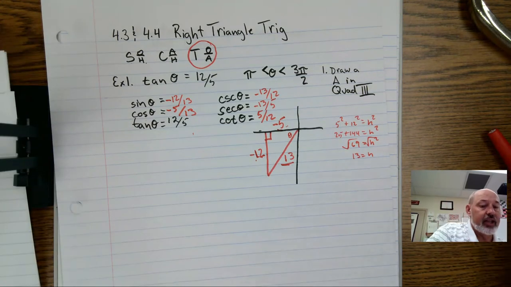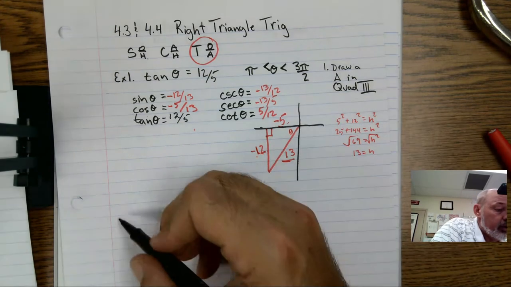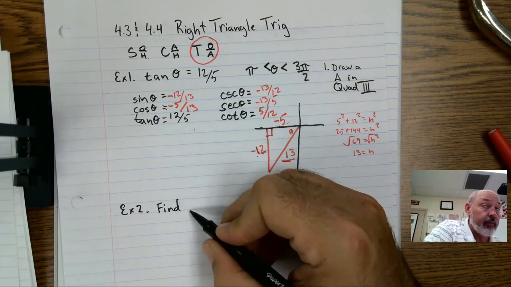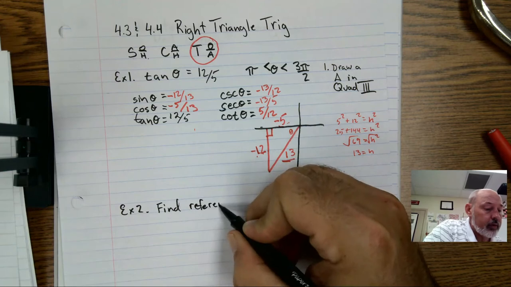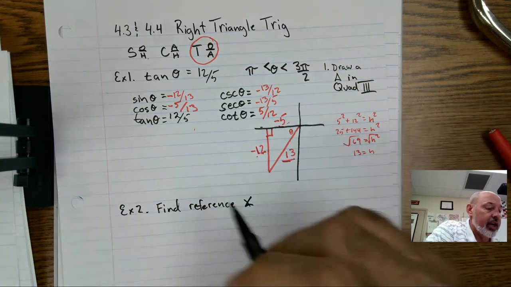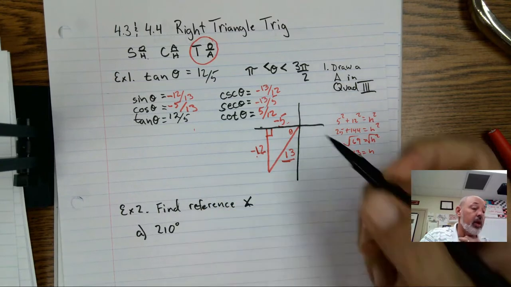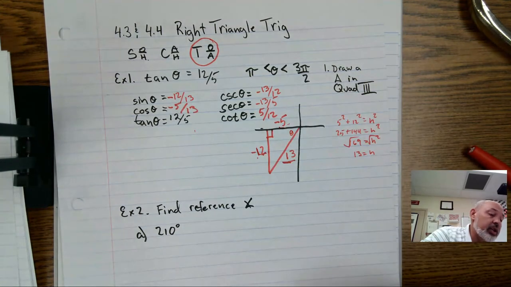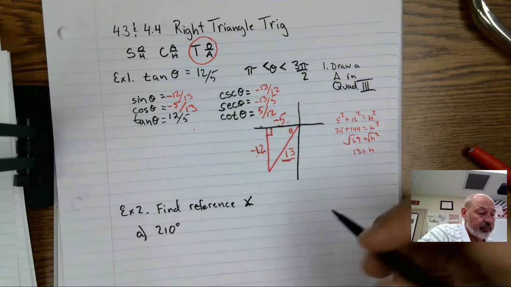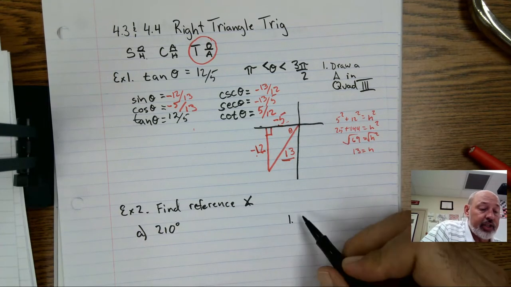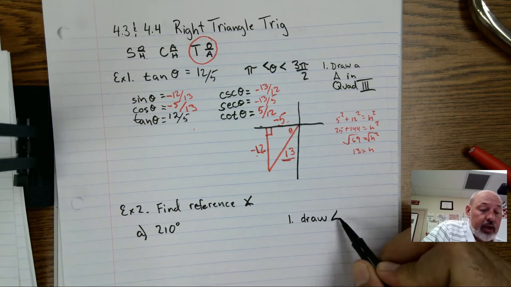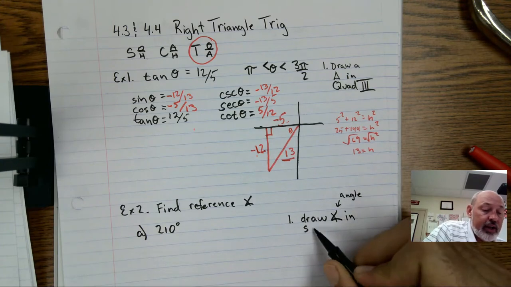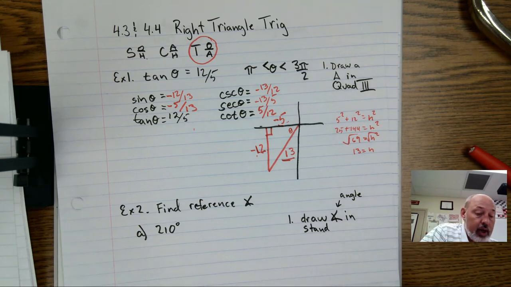All right, the next thing I'm going to ask you to do is to find a reference angle. So in example 2, I want you to find the reference angle. If I gave you an angle such as 210 degrees, you have to use an acute angle to use sine, cosine, or tangent. Here's how you find it. One, you draw the angle in standard position, just like you did in 4.1.